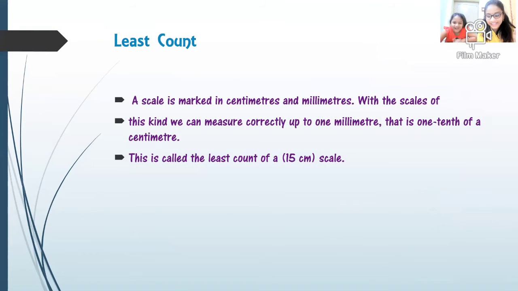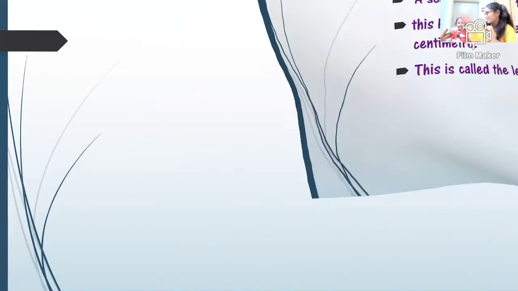Did you understand? Once again, now a scale is marked with centimeters and millimeters. With scales of this kind, we can measure correctly up to 1 millimeter, also 2 millimeters. That is, you get 1/10, 2/10 of a centimeter. You can get it like that. Now this is called the least count of a 15 centimeter scale. You will not understand it now. You'll understand it later.